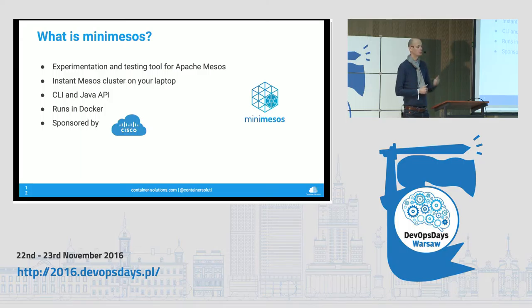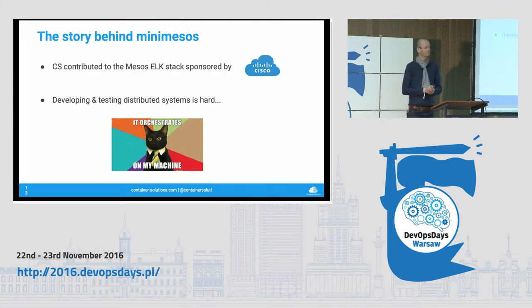So for the agent, master, and zookeeper, we use Docker images, which makes it easy to run on your machine. The only requirement is that you have Docker running. Also, this work has been sponsored by Cisco, because when we made these frameworks for Elastic, we developed mini Mesos as a result of this.